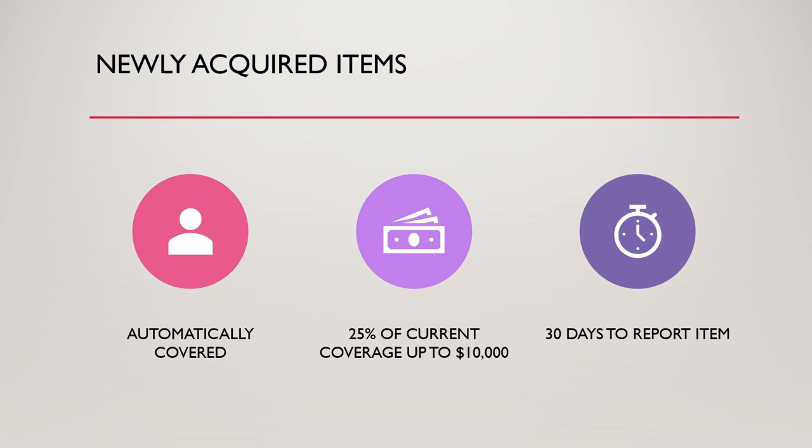Why is it covered only $2,500 instead of $10,000? Because that's 25% of what the current coverage is, which is $10,000 on the wedding ring. So it's not going to insure more than 25% of the current coverage.